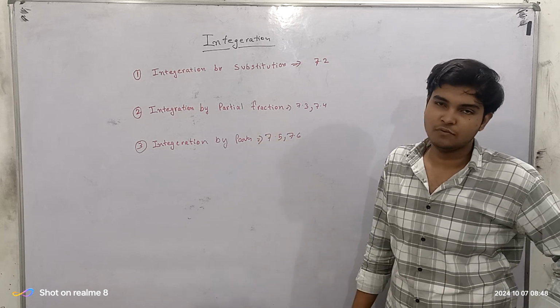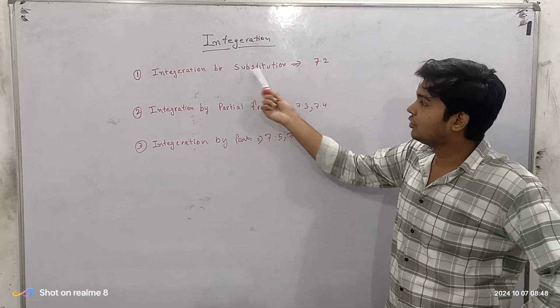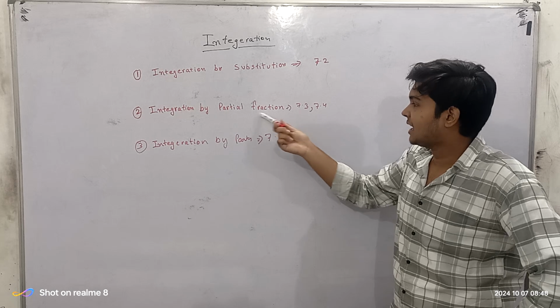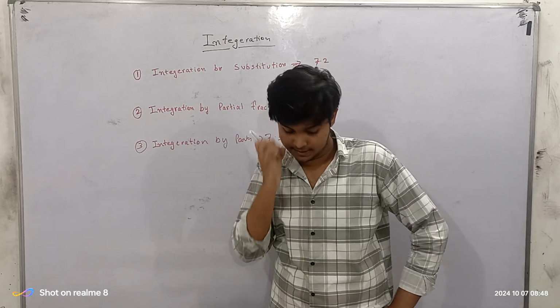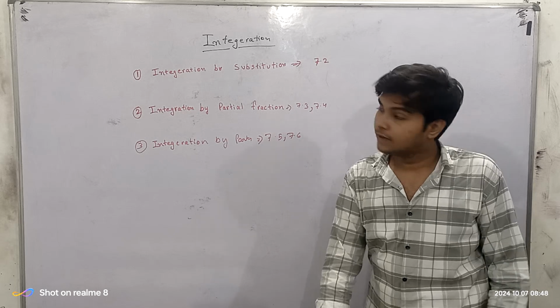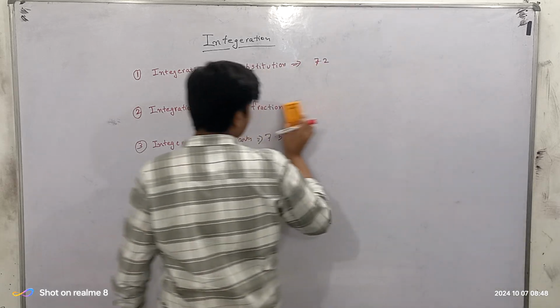In 7.1 we have used the general formula. In 7.2 we will use substitution. Partial fractions will be used in 3 and 4, and in 5 and 6 we will use integration by parts. Now we are going to study first integration by substitution.